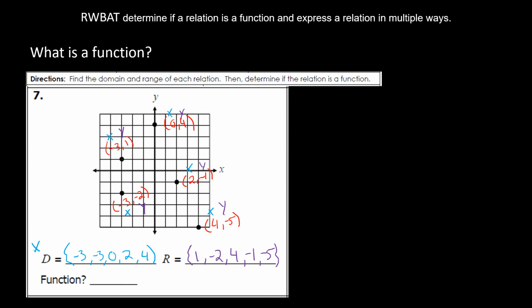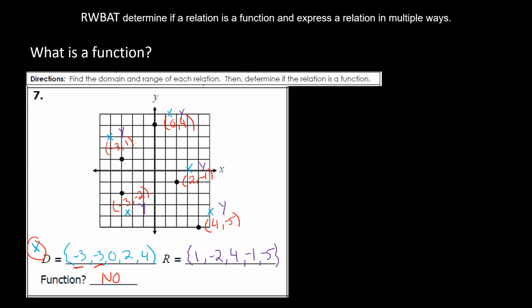Okay. So is this a function? Well, we want to check our domain values. We want to ensure that none of our domain values or our x values are repeating. So I have -3, -3. Oh, I can stop there. Our -3 values are repeating. So is this a function? No.